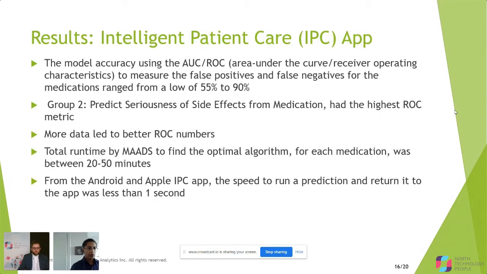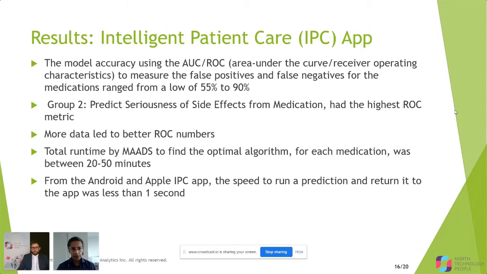Some results now. We're almost to the end. The model accuracy for all these algorithms that we looked at and generated was about 55 to 90%. And of course, that varied based on the amount of data that you had and how clean the data was, etc. Group number 2, which was predicting the seriousness of the side effects, had the highest ROC metric. More data led to higher ROC.